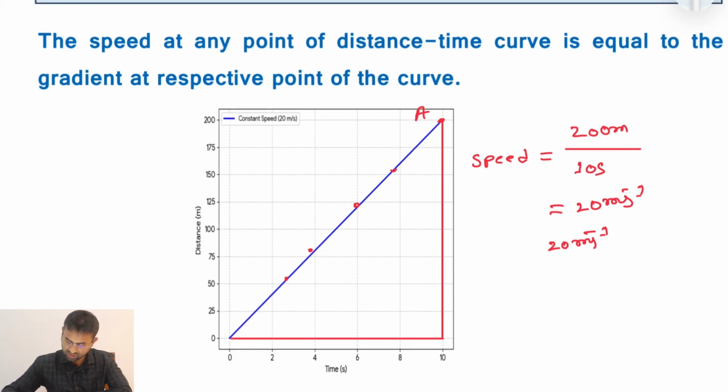As here velocity is constant, so we can say that this straight line curve for distance versus time is a uniform speed or velocity curve.